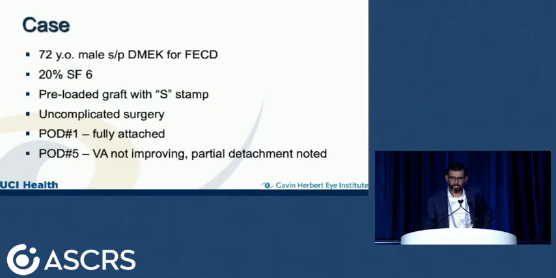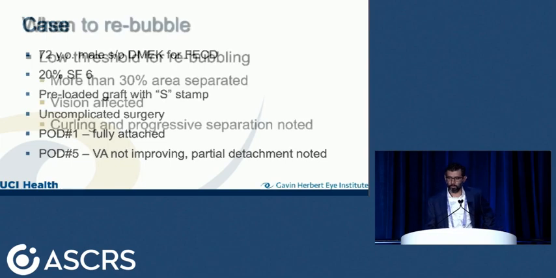So I'll start this with a case, a 72-year-old male, status post DMEK for Fuchs. I used 20% SF6, preloaded graft with an S stamp, uncomplicated surgery, post-op day 1 fully attached. Post-op day 5, visual acuity not improving, and a partial detachment was noted.